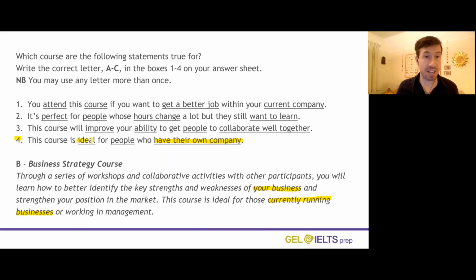Here we've got the word ideal, and here again it's got ideal. So this course matches to 4. Now, just be careful that we had the word collaborate here and collaborative. That was a distractor because this is just saying that there are workshops and collaborative activities. It's not saying what the course is good for.